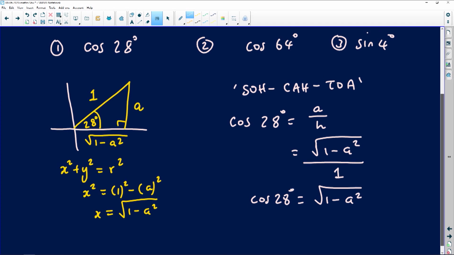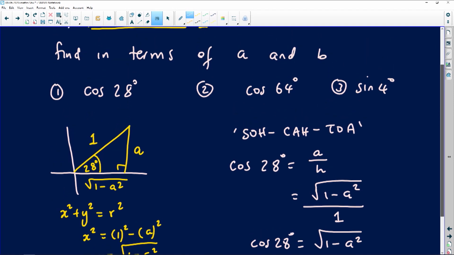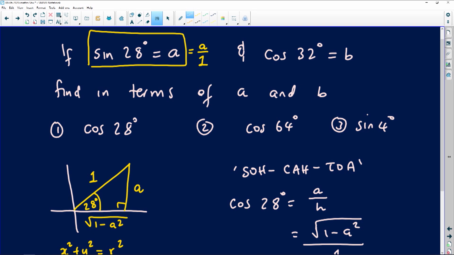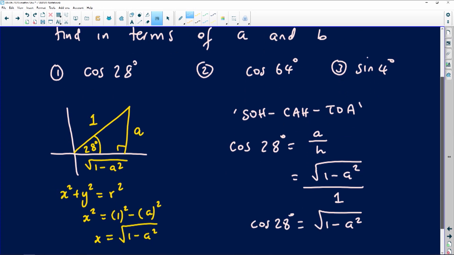Cosine of 64. Now, if you go back to the given information, what is the relationship between 32 and 64? Somebody has just said it. 64 is just double of 32, right? So I'm going to go back and rewrite cos 64.